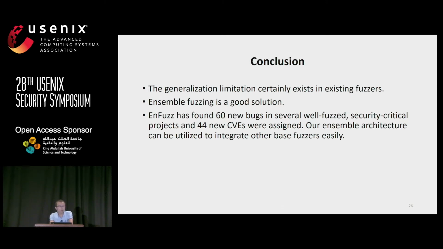But there are also some problems. For example, when we integrate AFLFast and FairFuzz together, we found that their performance will decrease because the optimizations of them conflict. And we need to address those conflicts during our ensemble optimization.